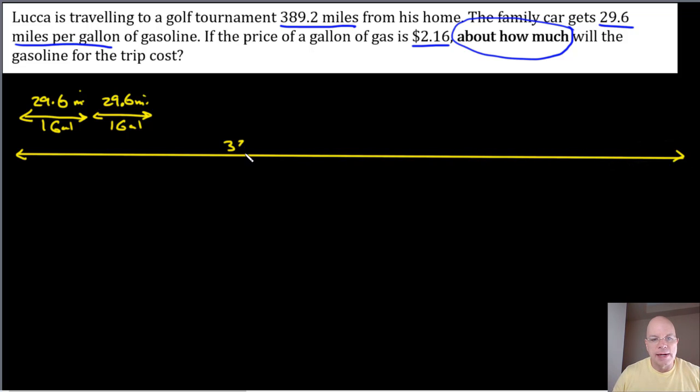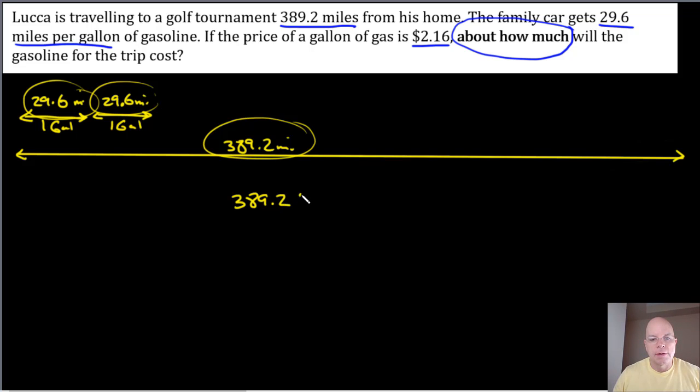If I need to go 389 2/10 miles, how many gallons will that be? So we're trying to find out how many times 29 6/10 goes into 389 2/10. So that's a division problem. 389 2/10 divided by 29 6/10. But since we're estimating at that point, you can estimate, use compatible numbers. Why don't you try doing that during the pause, and then complete the problem to figure out the cost of the trip, and then come back after the pause and see how you did.